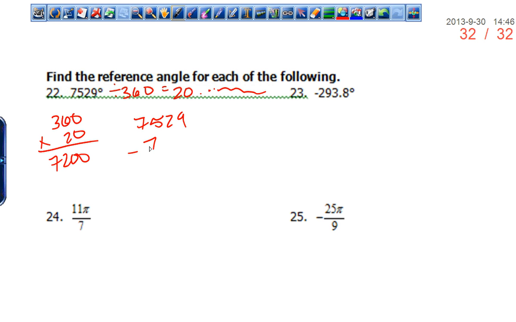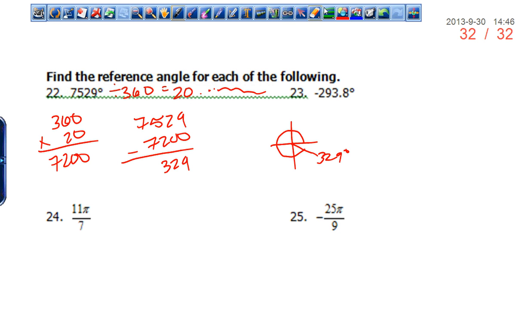So I'm going to subtract now. Just stay with me here, just follow along. I get 329. So that means I ran on my circle 20 times, and then I add an extra 329 degrees. So that's 329 degrees.